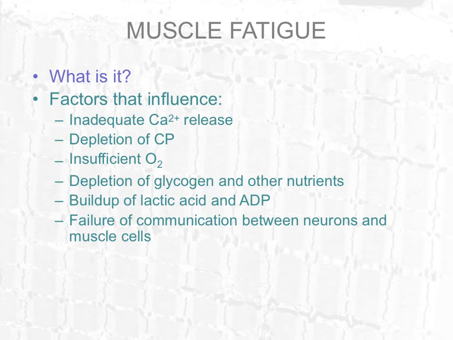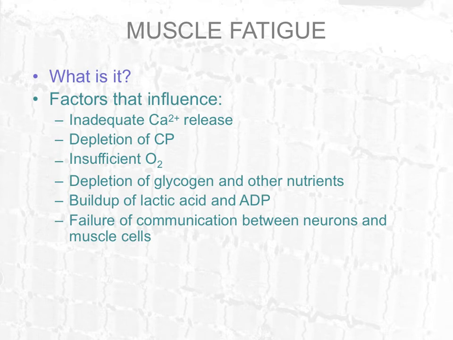This can happen if there's not enough calcium released to travel along the sarcolemma and then go deep into the muscle. It can happen if you run out of creatine phosphate, and so you can't replenish the ATP anymore. It can happen if there's not enough oxygen to go through oxidative phosphorylation to make a lot of ATP. I didn't talk about glycogen, but glycogen is stored in the liver and in the muscles, and it gets broken down into glucose, which can then be sent into glycolysis or oxidative phosphorylation to make more ATP. So if you run out of glycogen, that's what we call hitting the wall. You don't have any more of the raw materials you need to make more ATP.